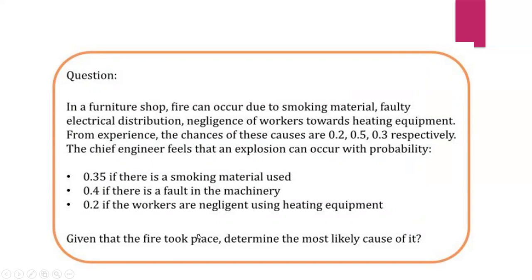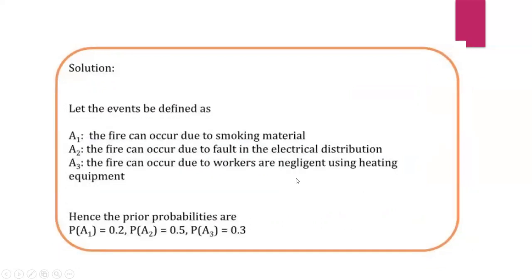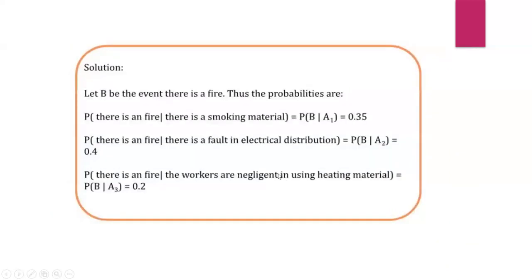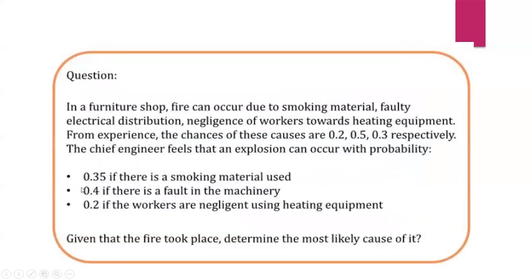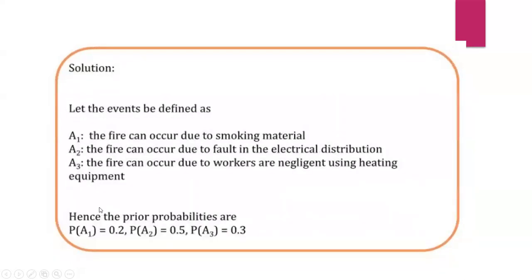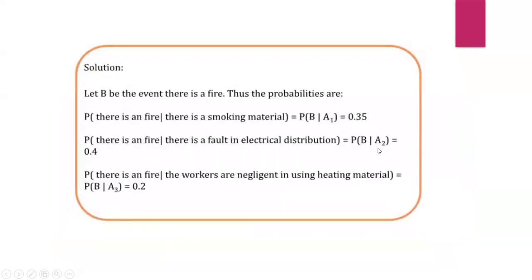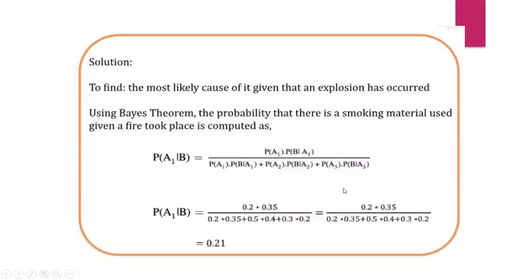So this is the probability of B. We are finding it given A, given that there is a smoking material, given that there is a fault, and given that the workers are negligent. So now you can also see the probability, right? So this is what we want to find out. 0.35, 0.4, 0.2, correct? This is the probability of fire given there is a smoking material, written for all the cases. Let us now see how to use Bayes theorem with this.